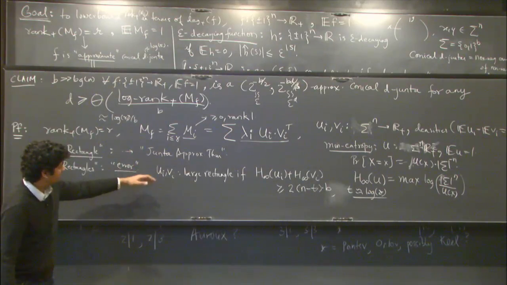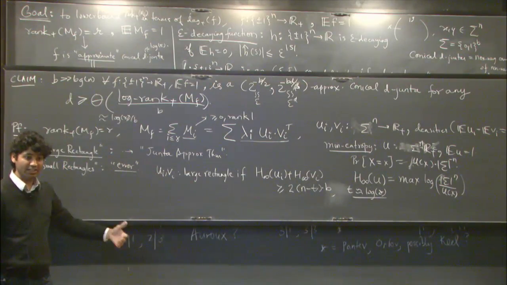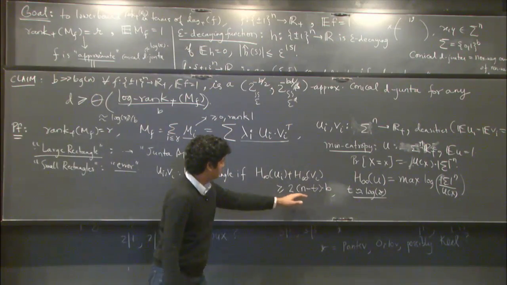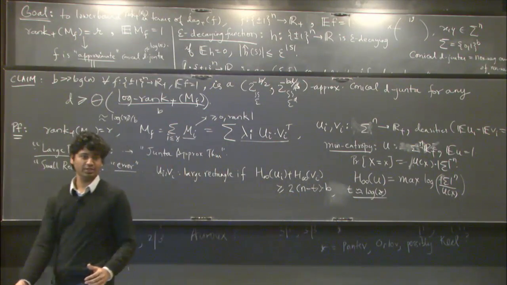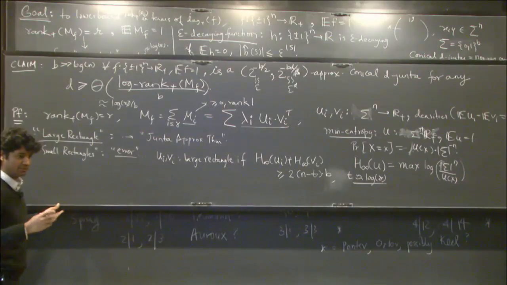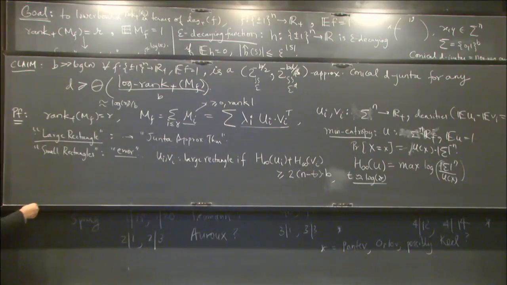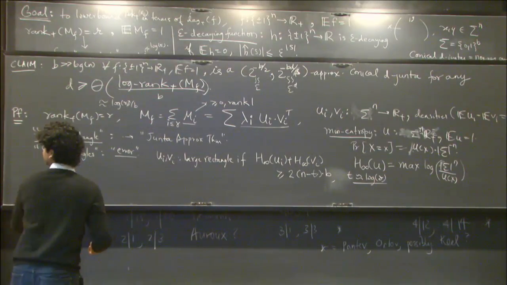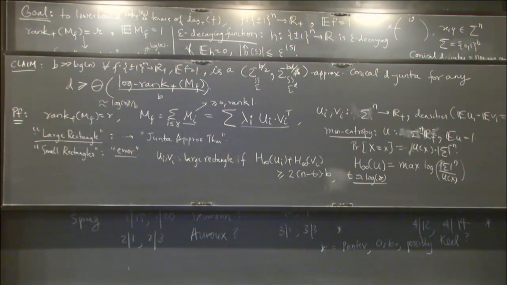rank 1 thing defined by ui and vi corresponds to a large rectangle if it is at most t blocks deficient in min entropy. Okay, and now the idea is the following. I'm going to show you a junta approximation theorem. So let's see, where should I write? If I write on this board, it's visible, right? Okay.